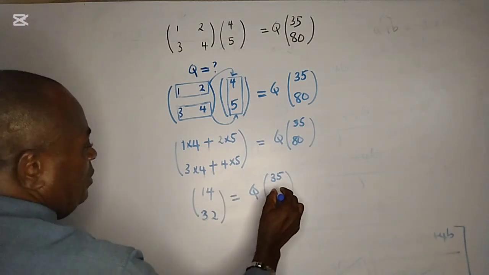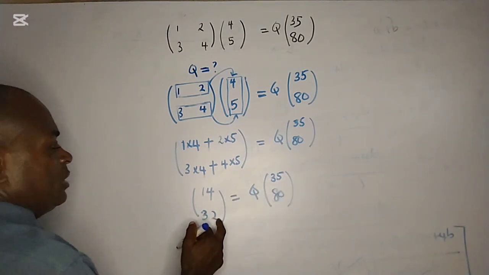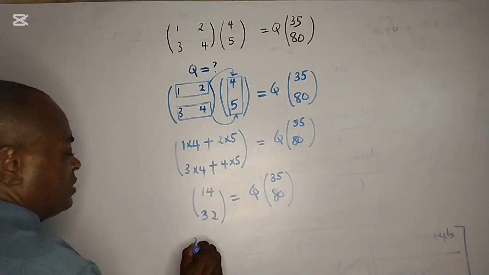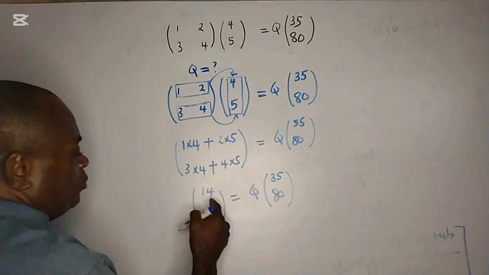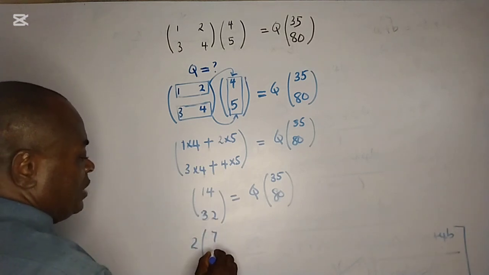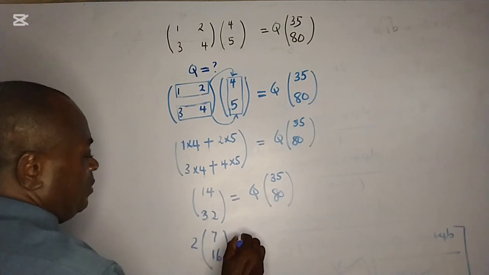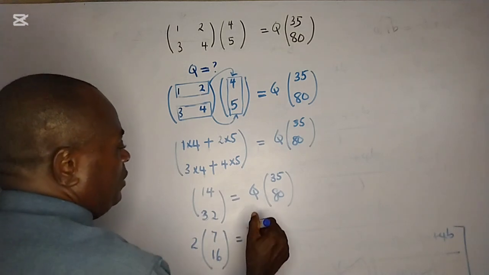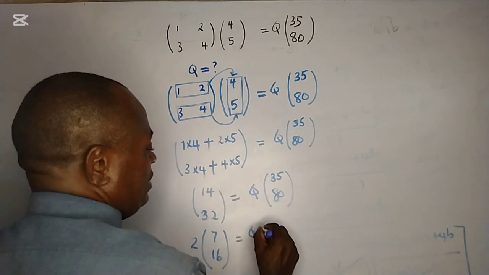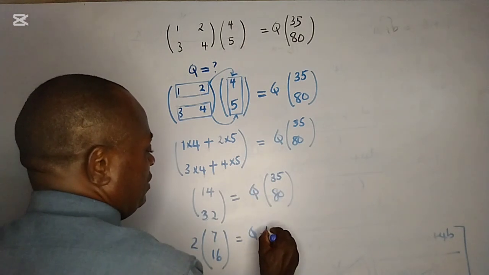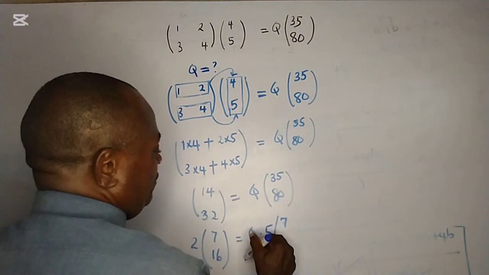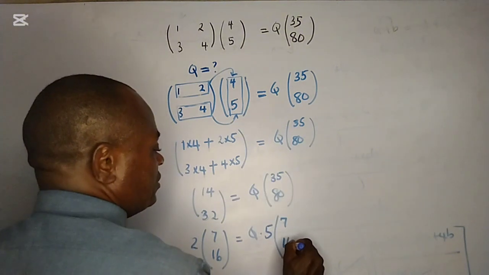Now, there's a common factor between this, and that is 2. So if we bring 2 outside of the bracket, 2 into 14 gives us 7, and 2 into 32 gives us 16, equals Q. Then there's a common factor between 35 and 80. That factor is 5. 5 into 35 gives 7. 5 into 80 produces 16.